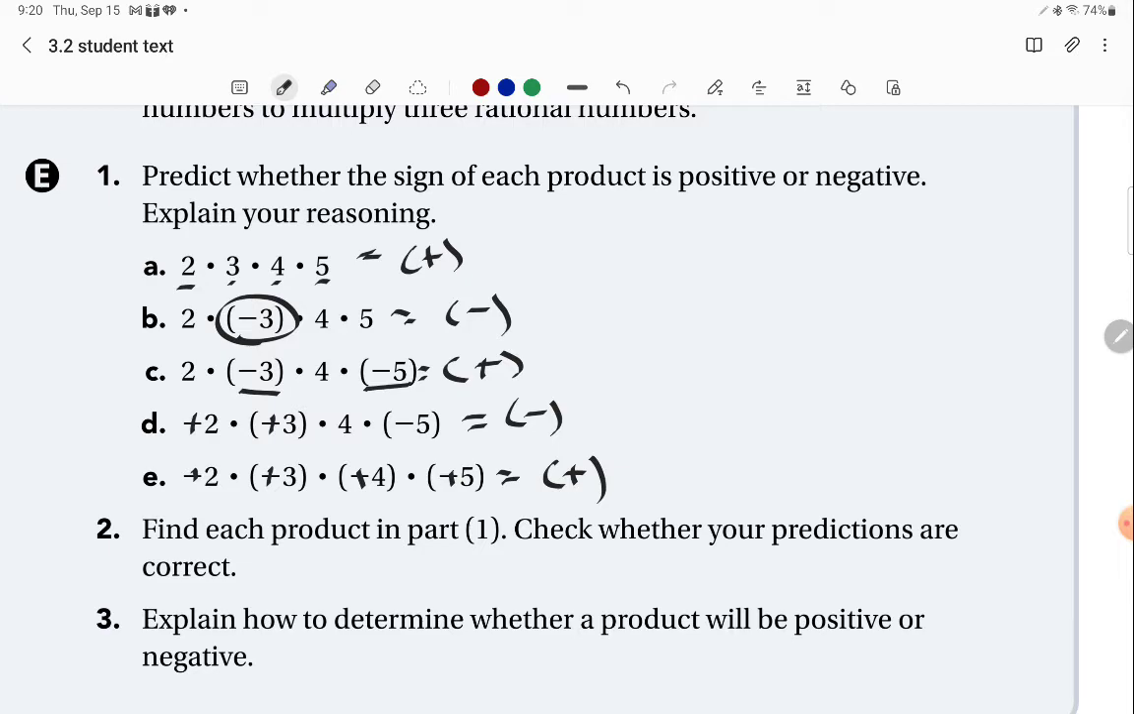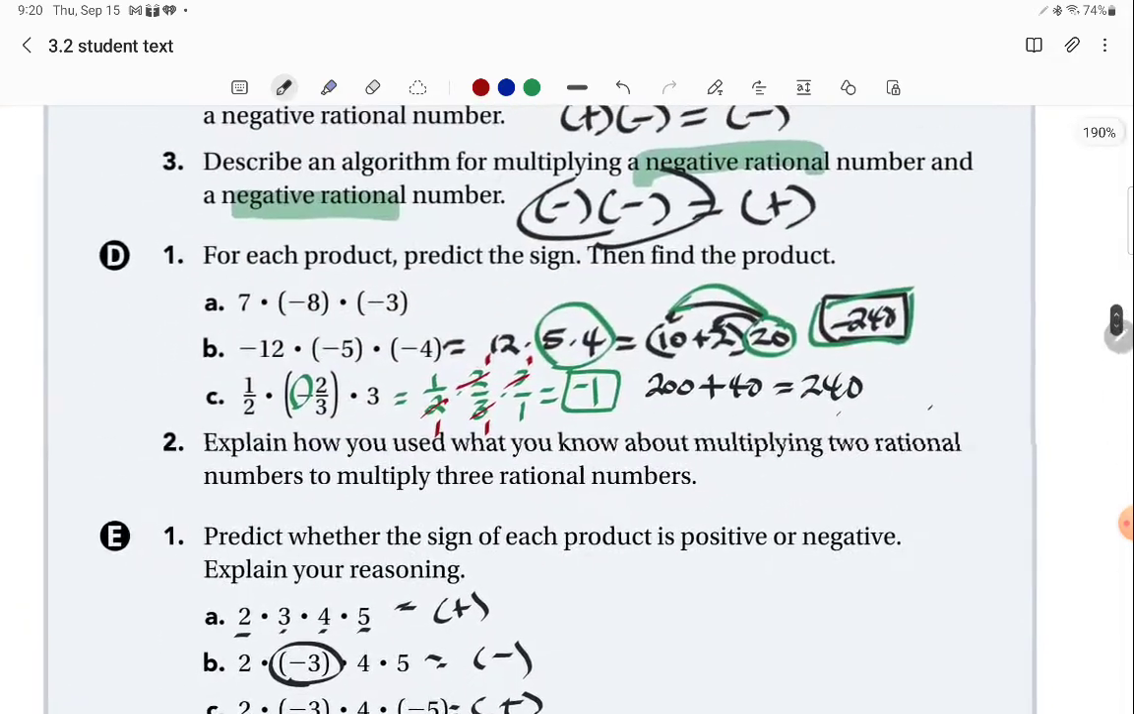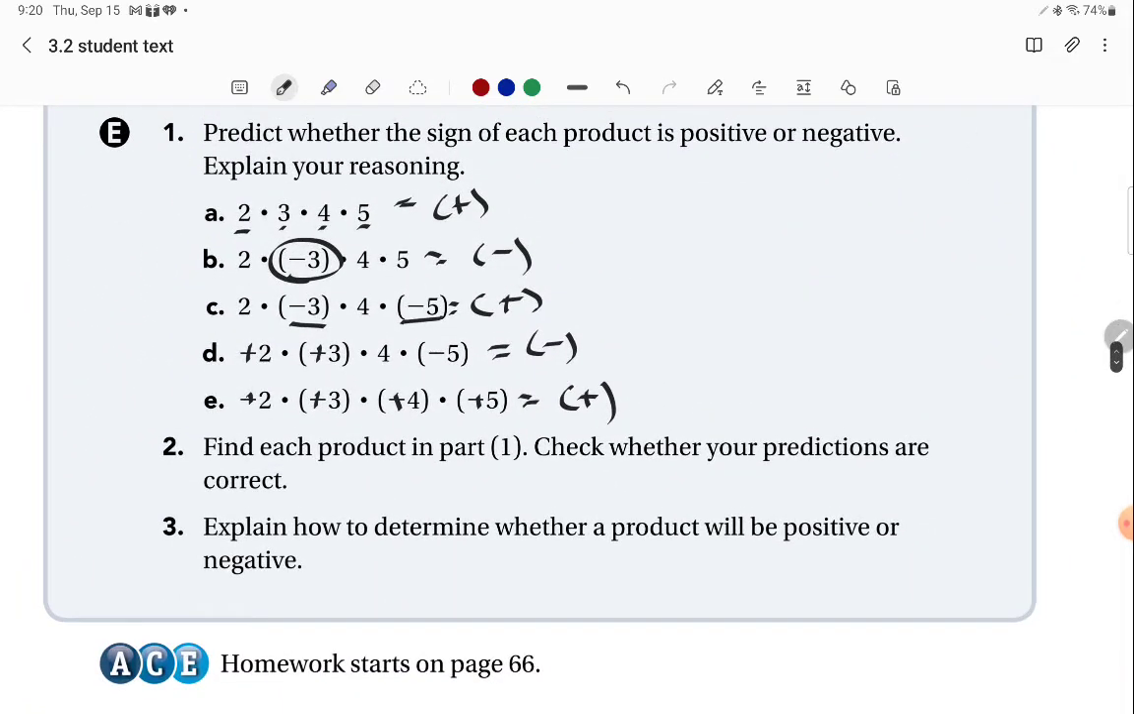And then 3, explain how to determine whether a product will be positive or negative. So we've already somewhat answered these up here, but rewriting it is not going to hurt you. So just rewrite your findings and your understandings of all of this to understand it and to remember it that much more. So go ahead and answer number 2 and 3 and then come back to the video.